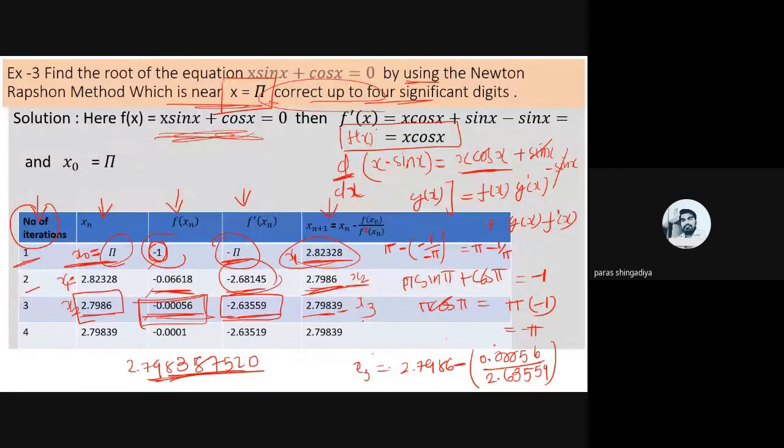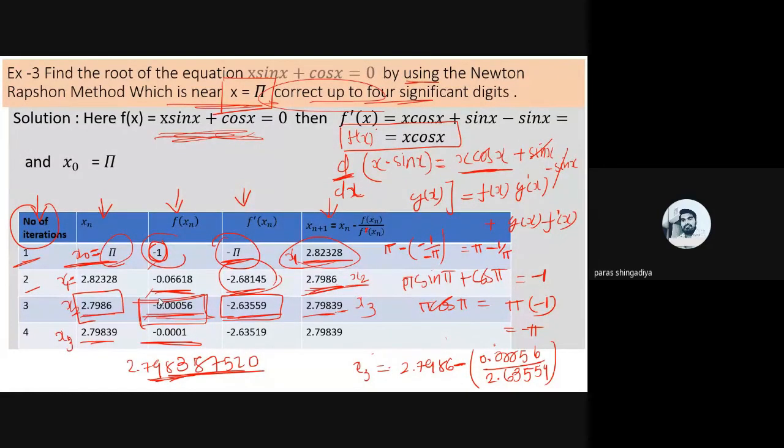So if we compare x2 and x3, it is correct up to 2 decimal, 2.79, 2.79. The third value is 8, so it is correct up to 3 decimal. But in the fourth value, here it is 6, and here it is 3. So it is not correct up to 4 decimal places. So let us derive another root, x3, that is 2.7983, and you will get the function output at 2.79839. Just verify this value minus 0.0001 with your answer.